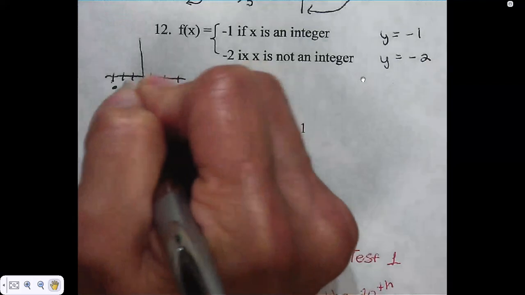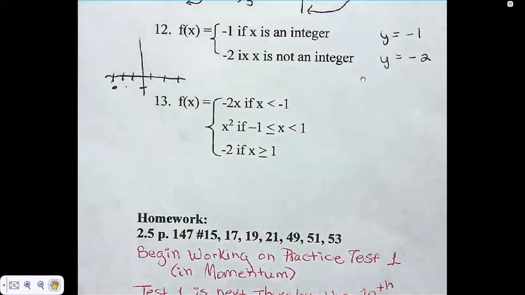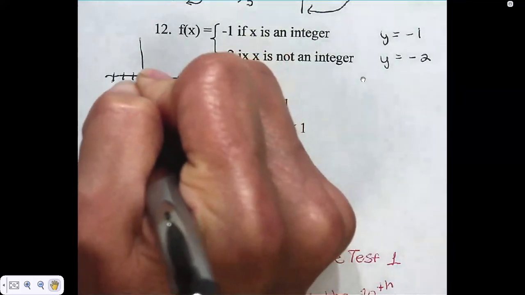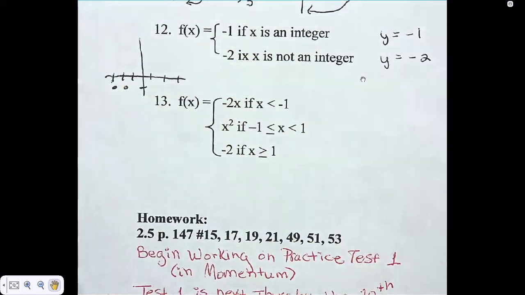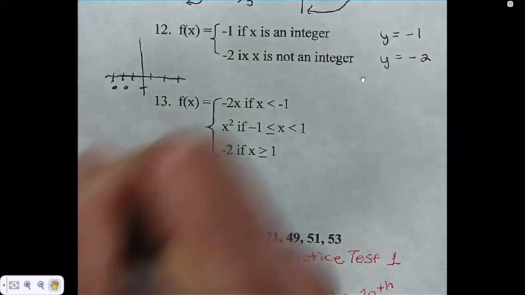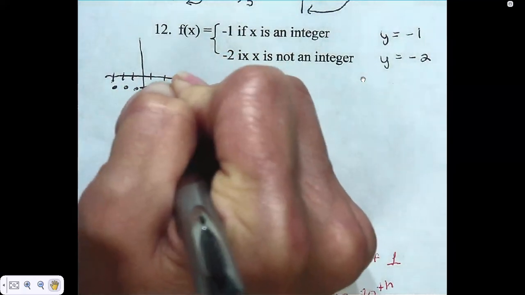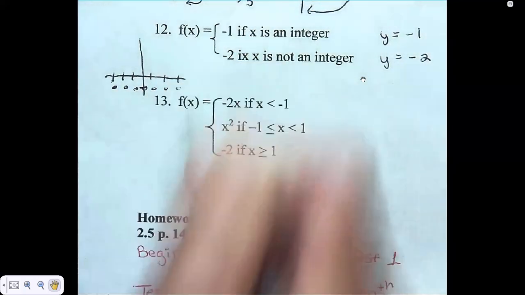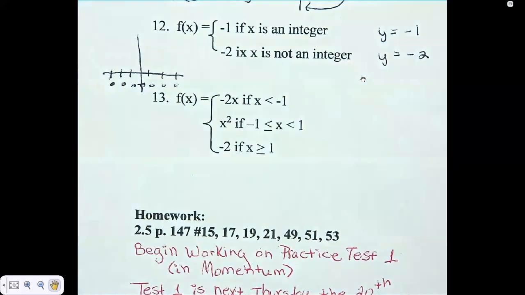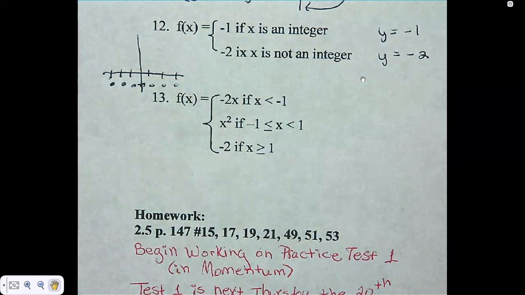Here's y equals negative 1 at that integer. Y equals negative 1 at that integer, and that integer, and that, and that, and that. That's just a series of dots. Not even a horizontal line, because if I filled in between the integers, y is supposed to be negative 2.